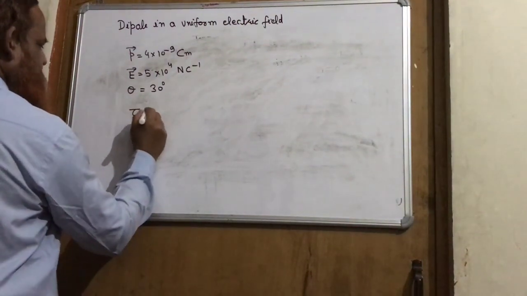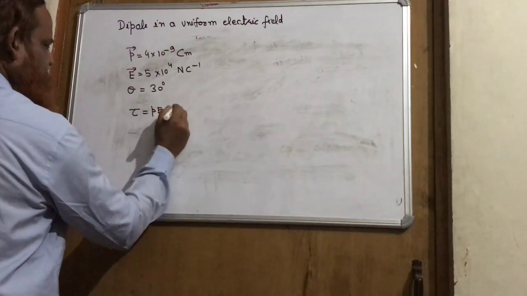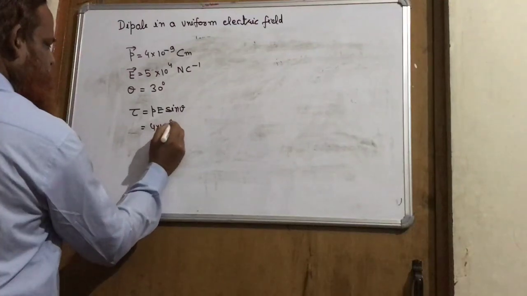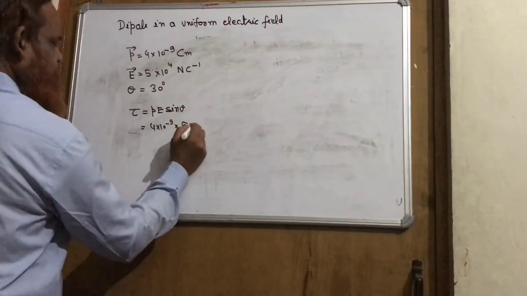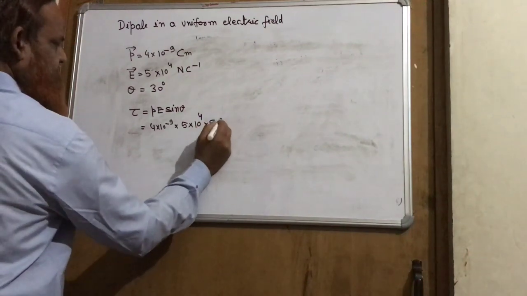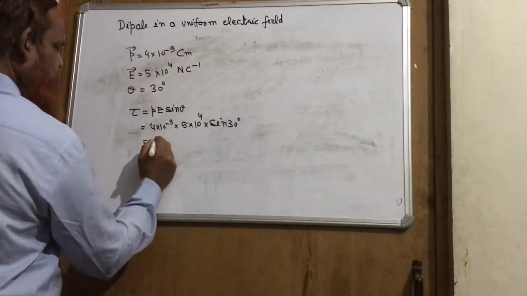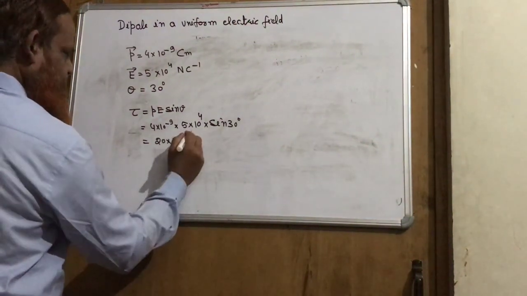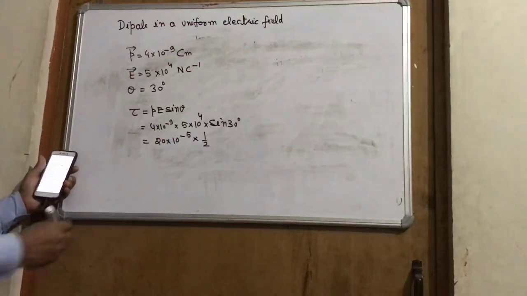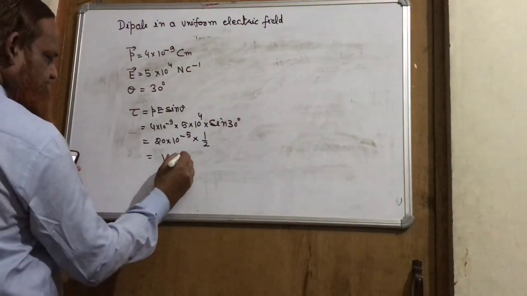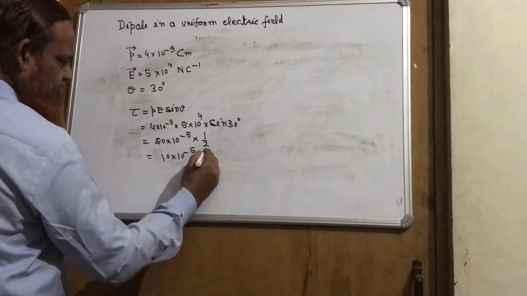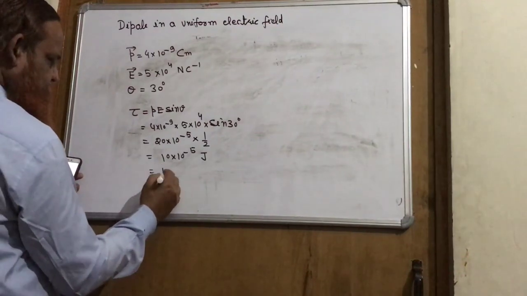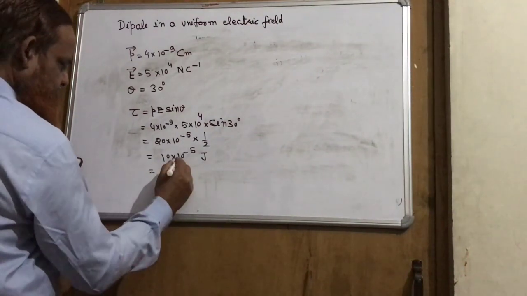So you know the formula of torque, the magnitude is P E sin theta. So P is 4 into 10 to the power minus 9, E is 5 into 10 to the power 4, and it is sin 30. So you will get 20 into 10 to the power minus 5 into half. Value of sin 30 is half. Then you will get 10 into 10 to the power minus 5 joule. Unit of torque is joule or Newton meter. So it will be 10 to the power minus 4 joule.